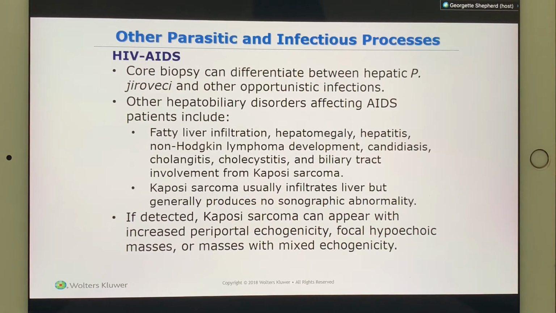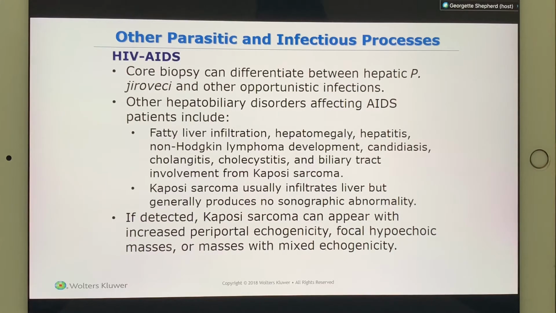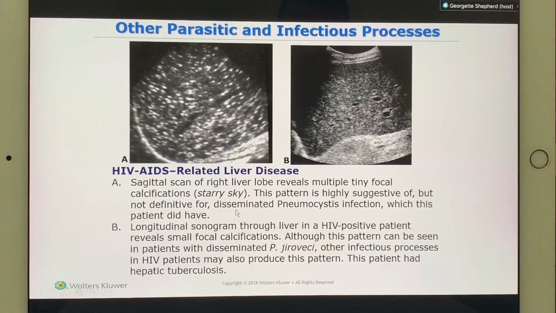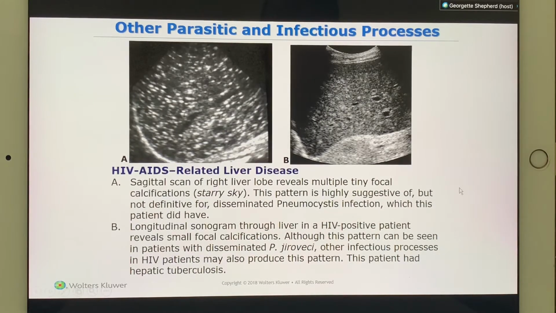Your body can develop non-Hodgkin's lymphoma. It can have a fungus in it. That fungus is called candida. And it's some pretty wicked stuff. Okay? So here you have the starry sky appearance on someone with AIDS.